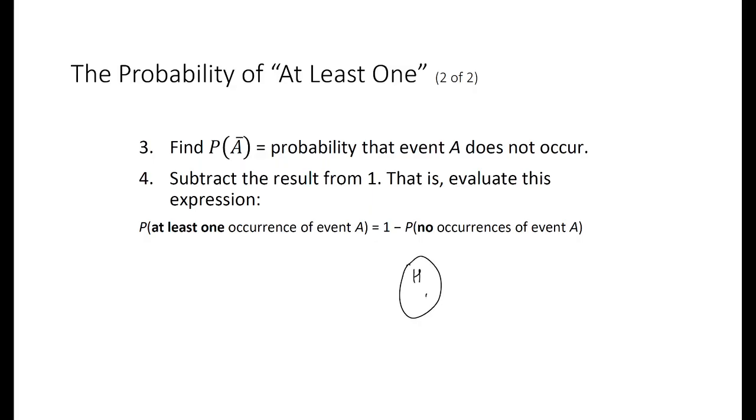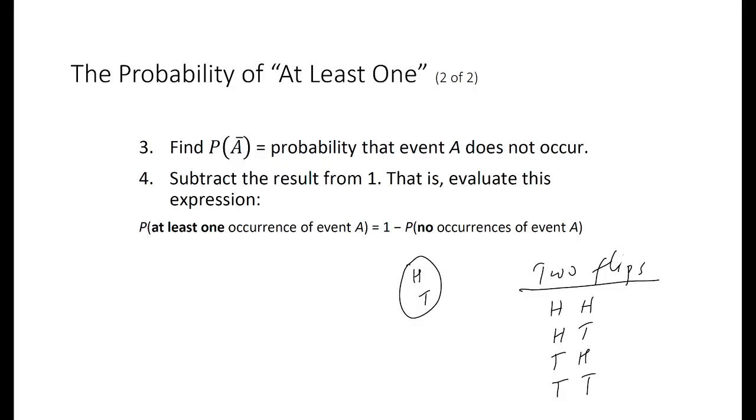To understand this, let's assume that we have a coin with two faces, head and tail, and we do two flips. When we do the two flips, this is our sample space: it could be head and head, head and tail, tail and head, or tail and tail. So there are four different situations when we flip a coin two times.